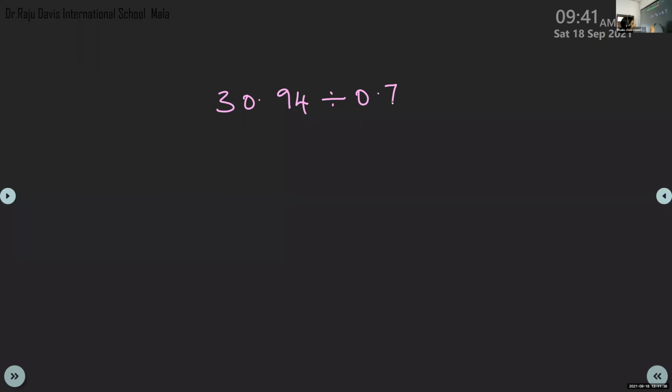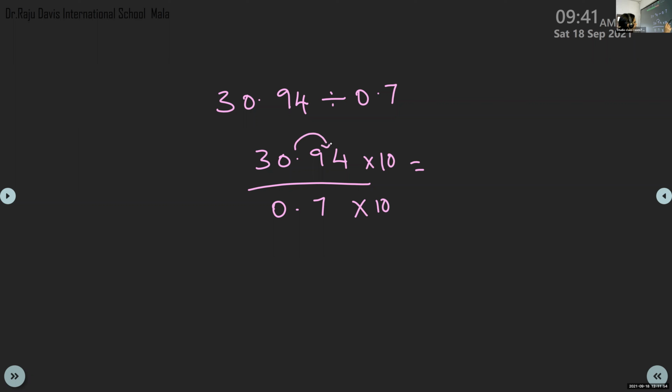30.94 divided by 7. So it comes like this, divided by 0.7. Now with which number will we multiply the denominator? With 10. Numerator also by 10. Now I will shift this decimal one place as it is multiplied by 10. So it will become 309.4 divided by 7.0, or simply 7.